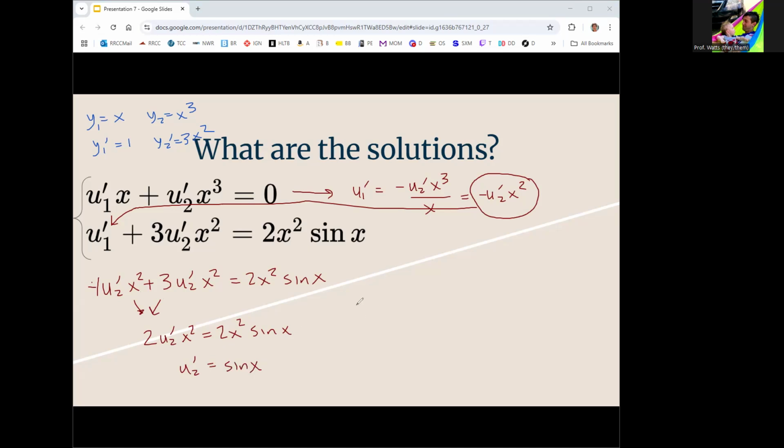So you could then integrate and find u2. Before you integrate, you do want to find u1 prime. And so then we take this and we substitute it back up here. And so u1 prime equals negative sine of x times x squared. And that's a harder integral to do, but it's still one that can be done. And you could integrate to get u1. The rest of that's all covered in the methodology for variation of parameters.